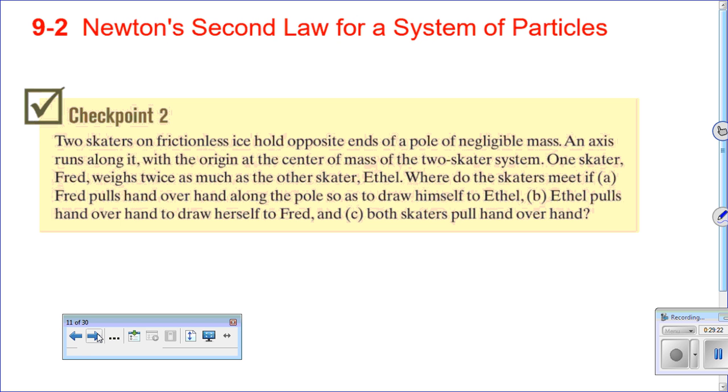So read this guy, checkpoint 2. It's back a page or 2 in your notes. It's basically exactly what you just saw.